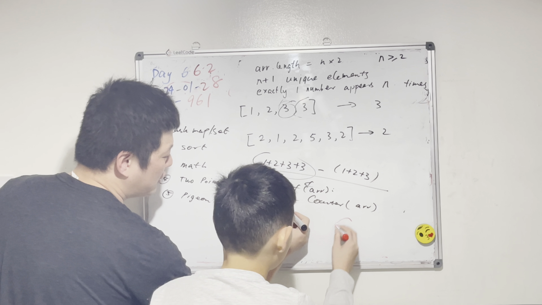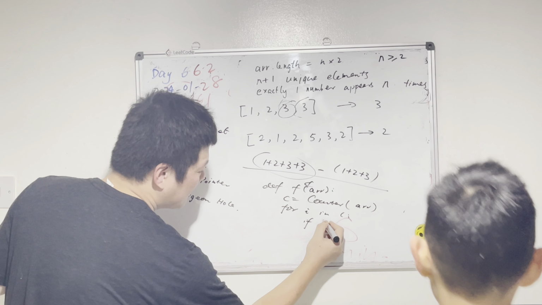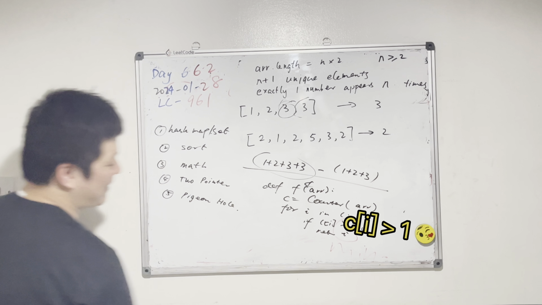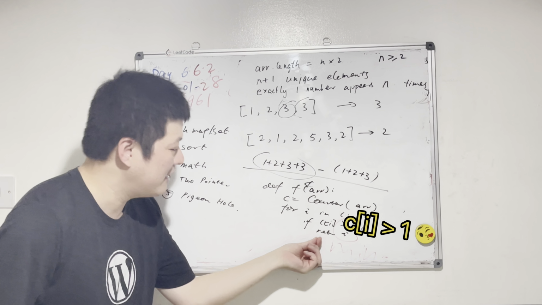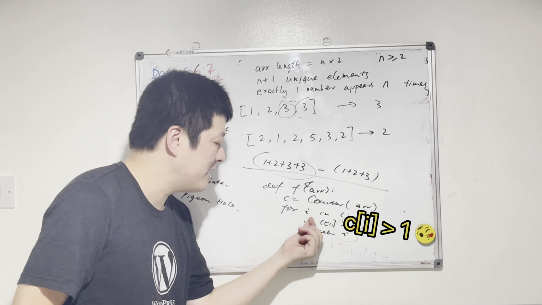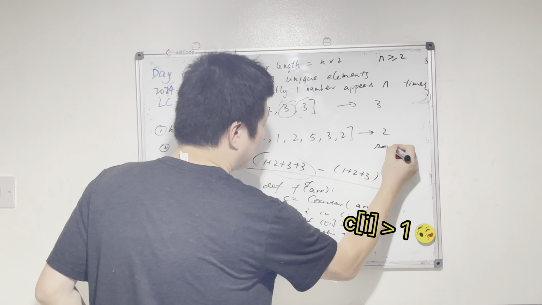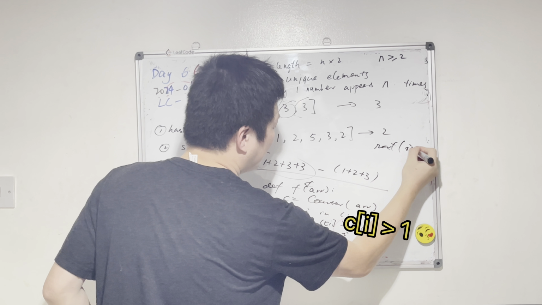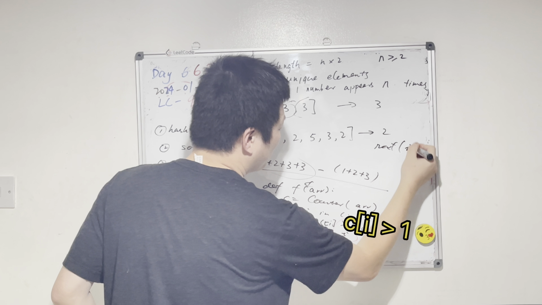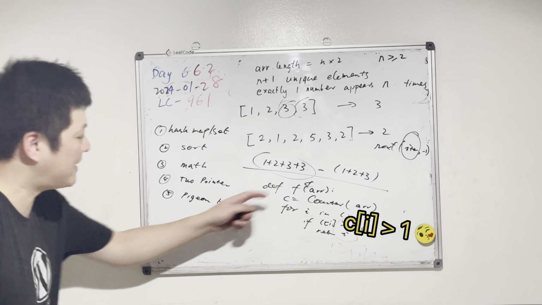We just return the I for I in C, if C[I] is bigger than 0, then we return I. Simple as that. Or we can use return next: return next I for I in C if C[I] is bigger than 0. This is the iterator, and in the next function, the second parameter is the default value when we don't find any elements in the iterator. So simple as that. This is using the counter.